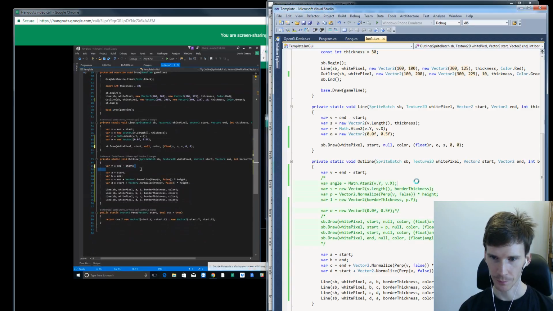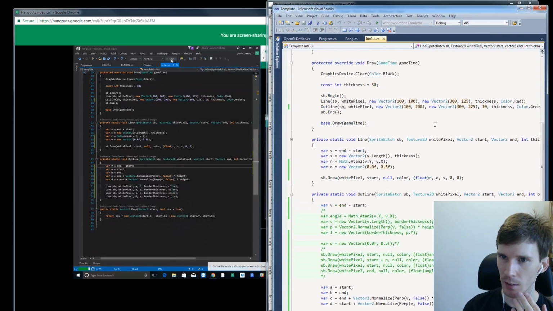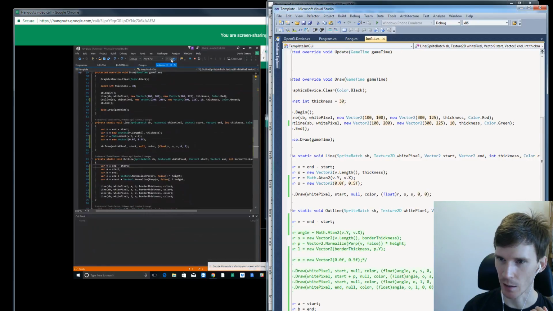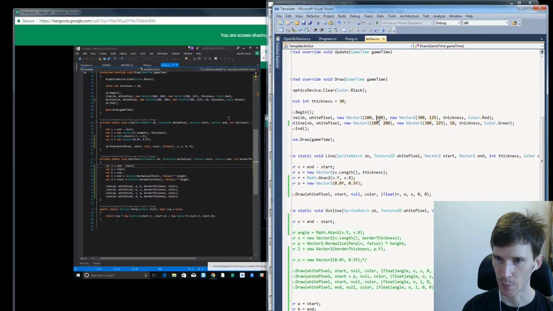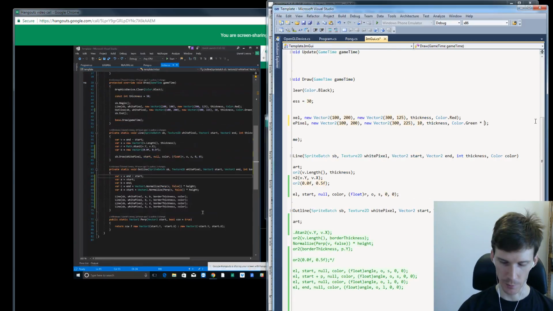Okay, so if you run that now, that looks pretty good. Let's verify that this is exactly right. So let's set these both to 200 and make this a little bit transparent. Excuse the truck.